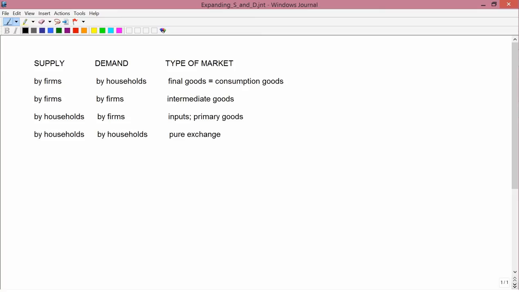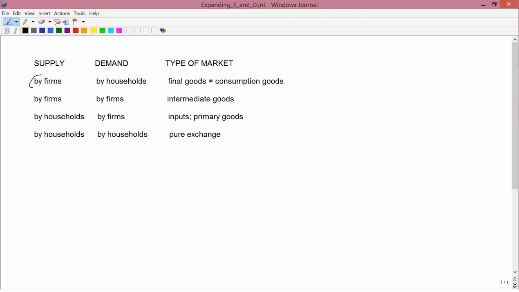And finally, we've got the fourth line, supply by households and demand by households. You can think of barter as being that kind of situation, a situation where there's no production, or at least no production by firms. When we study that, we'll call that pure exchange. Now, you might wonder, this course has already lasted a long time, and if we've only done one quarter of all the possibilities, how long could it last?